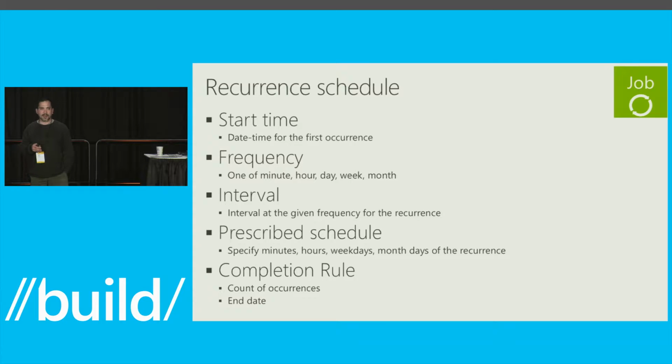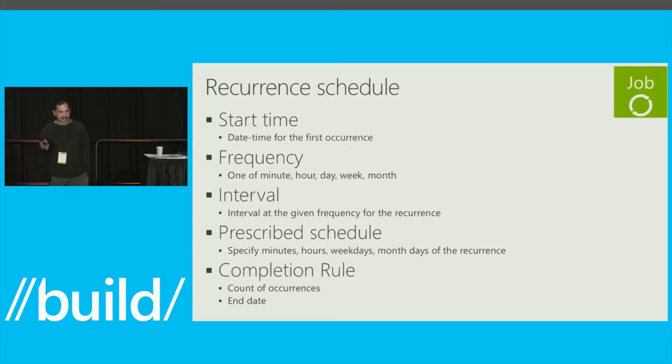I only want it to run on Mondays. You can specify month days. I only want it to run on the first, second, and third of the month. And then also monthly occurrences. So I want it to be the last Friday and Saturday of the month, or the second to last Friday or Saturday of the month. You can specify all those things in the prescribed schedule.